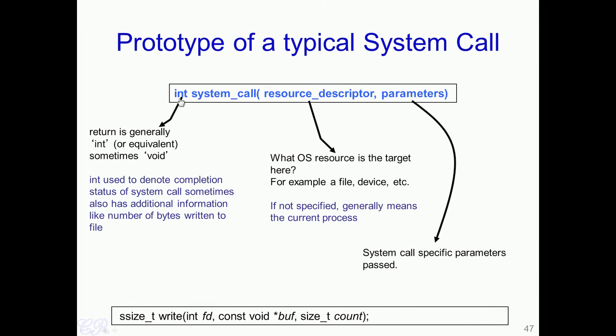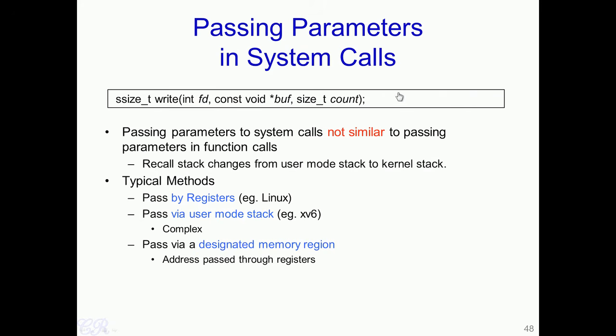So, system calls on the other hand work very differently from function calls. So, as we have seen, system calls invoke the kernel by the int 64 instruction, as in the case of xv6. So, how are the parameters such as the resource descriptor and the other parameters passed to the kernel? So, essentially there are three ways of doing so.